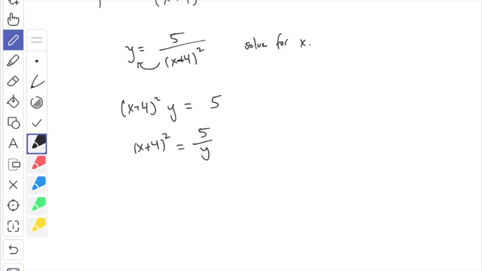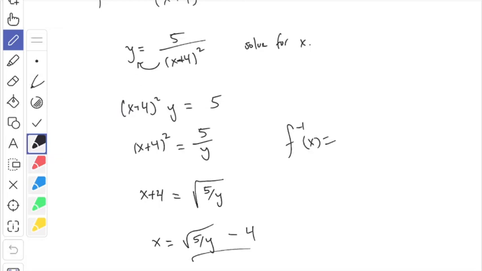Yeah, I want to sort of kill the squaring, which is happening on the left side, so let's take the square root on both sides. When I take the square root on both sides, the square goes away on the left, and on the right I end up with this. And then we can subtract 4, and we'll have it. So x is that guy minus 4. And so the inverse function, f inverse of x, is this formula down here, only I use x where y is. So it's going to be square root of 5 over x, minus 4.